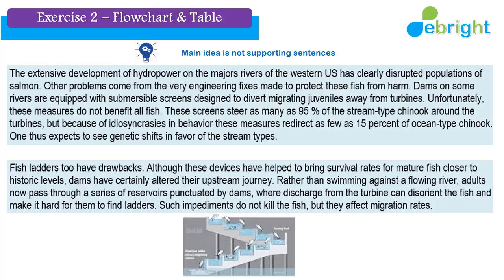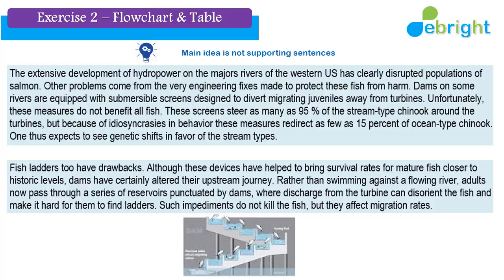Other problems come from the very engineering fixes made to protect these fish from harm. Dams on some rivers are equipped with submersible screens designed to divert migrating juveniles away from turbines. Unfortunately, these measures do not benefit all fish. These screens steer as many as 95% of the stream-type Chinook around the turbines, but because of idiosyncrasies in behavior, these measures redirect as few as 15% of ocean-type Chinook. One thus expects to see genetic shifts in favor of the stream types.